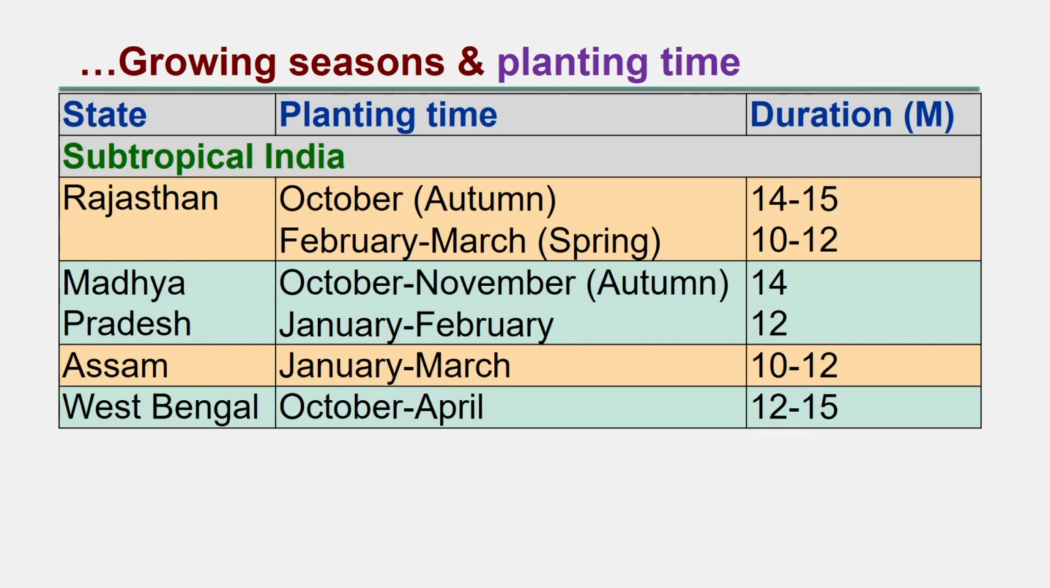Now again in subtropical India, say Rajasthan, autumn planting is done in October and spring planting in February, March. Autumn crop here takes 14 to 15 months and spring crop takes 10 to 12 months. In Madhya Pradesh, autumn cane is planted in October, November. It takes 14 months, and then spring planting is done in January, February. It takes 12 months. Then Assam, it is grown during January to March and it takes about 10 to 12 months. In West Bengal, it can be sown during October to April and it takes about 12 to 15 months.